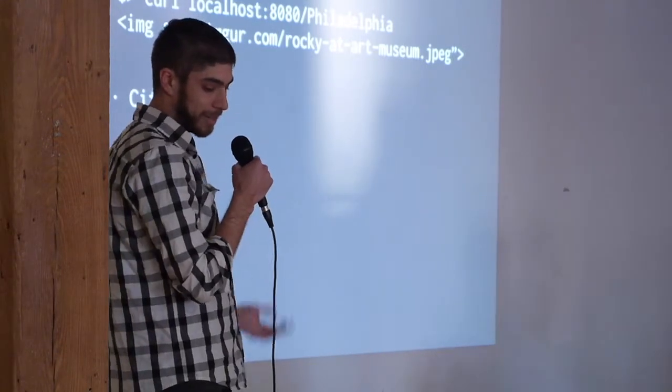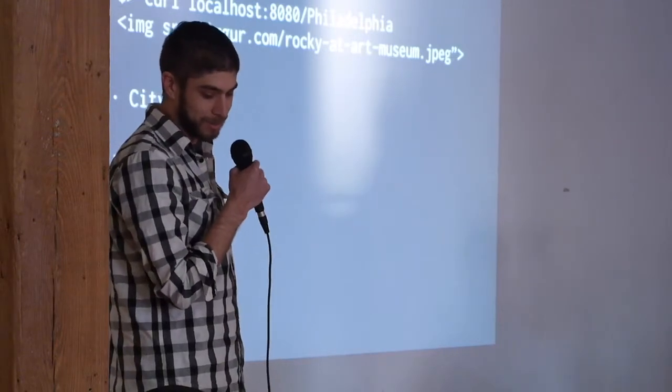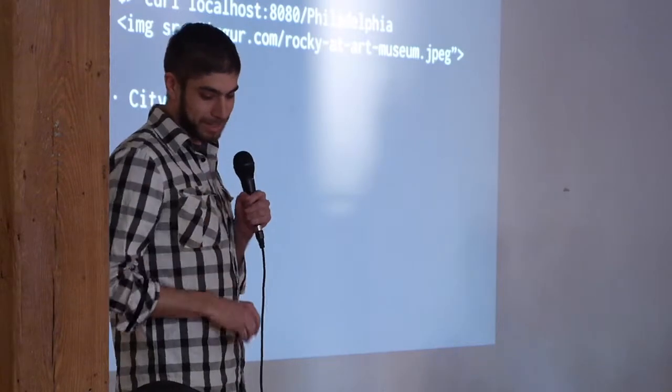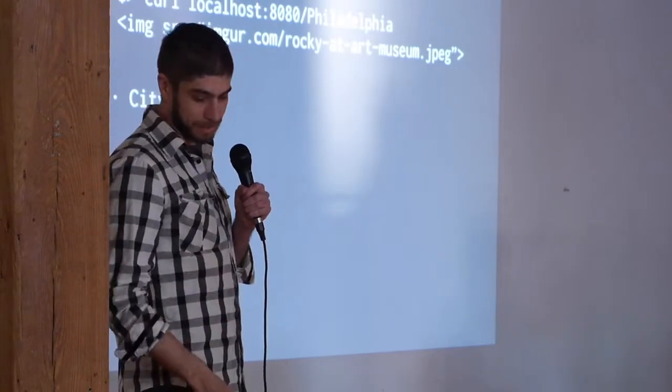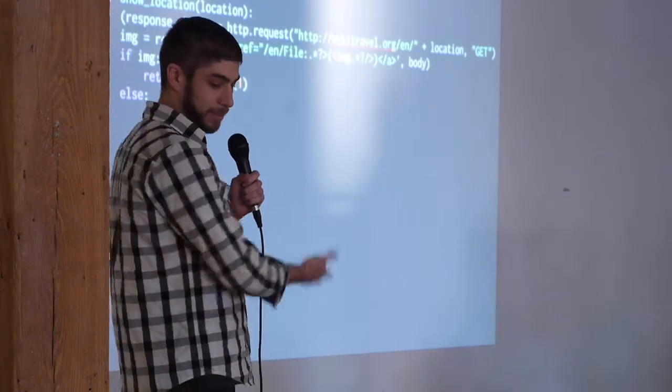If it's like Manhattan, you'd get some buildings. If it's Philadelphia, you get Rocky at the art museum. If it's Canada, it could be some lakes. So it could be anything like that. So how would we go about building this kind of API? If you're like 50% of the people in this room, you could build something like this in Flask.